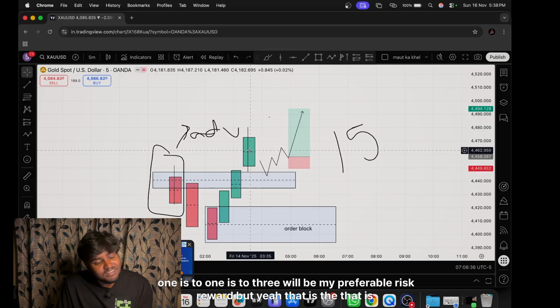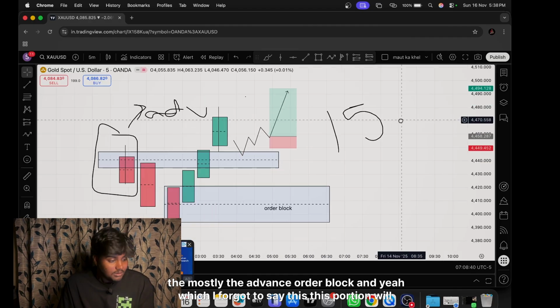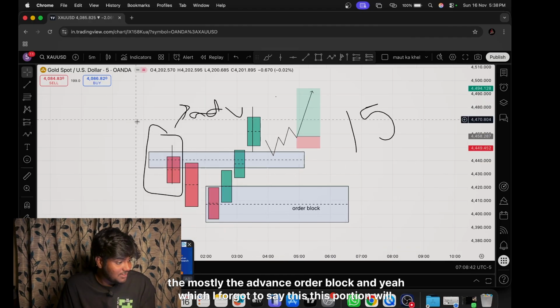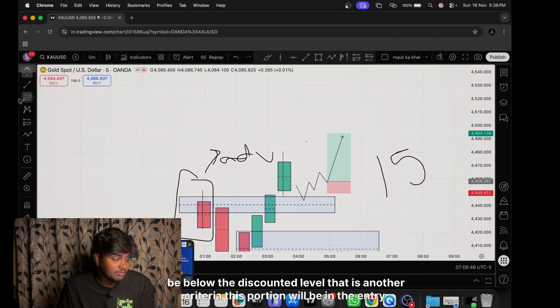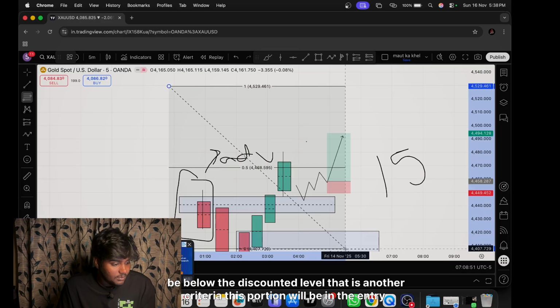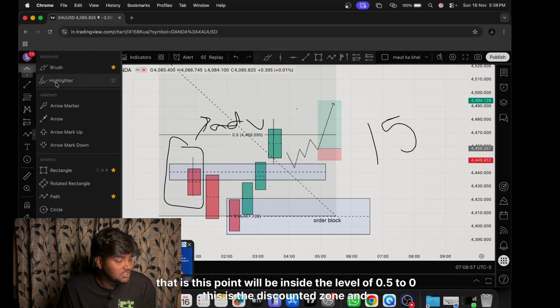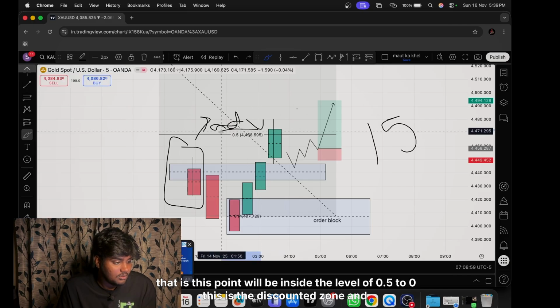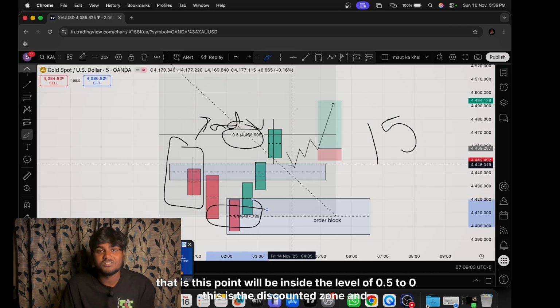But yeah, that's it. That is mostly the advanced order block. And yeah, which I forgot to say is, this portion will be below the discounted level. That is another criteria. This point will be inside the level of 0.5 to 0. This is the discounted zone.